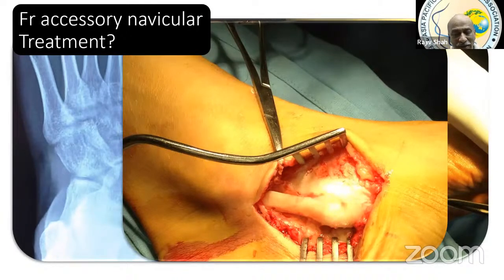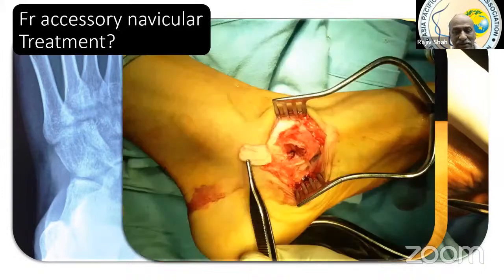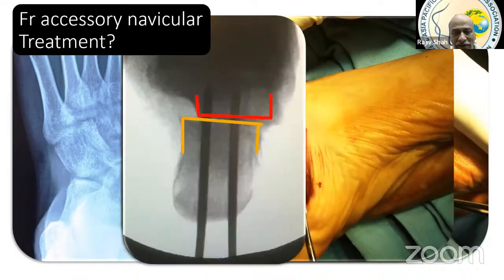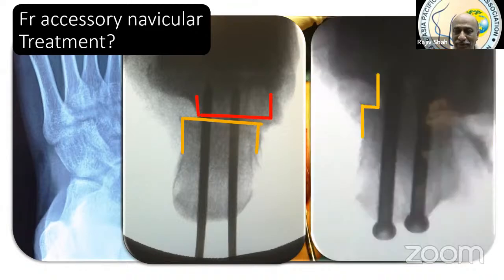If there is associated flat foot, this should be an opportunity for you to do flat foot surgical procedures as well. So this is how you excise the navicular and reattach the tibialis posterior tendon, and this patient also had valgus heel. For that, I did a medial calcaneal slide osteotomy.